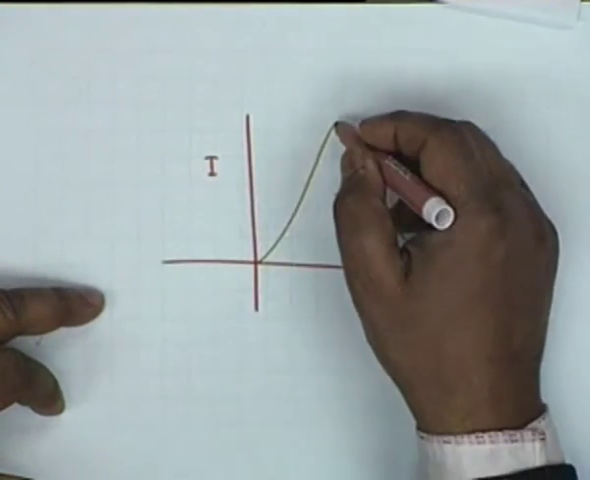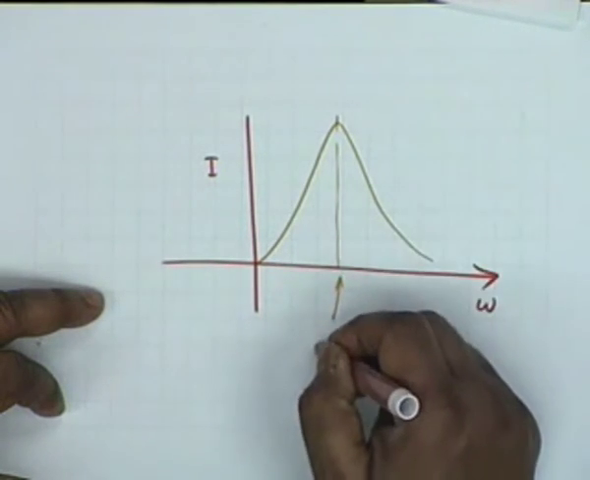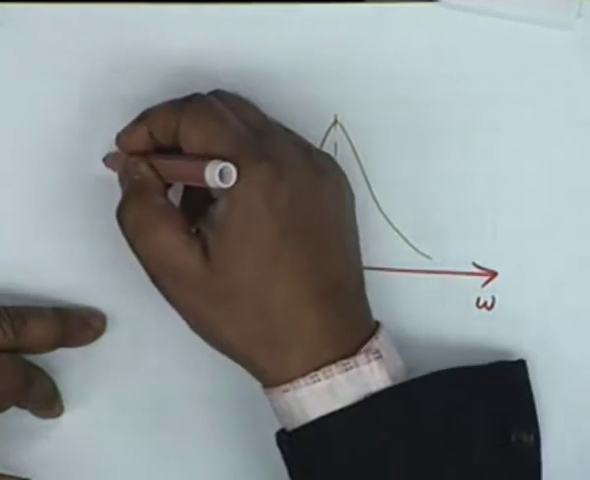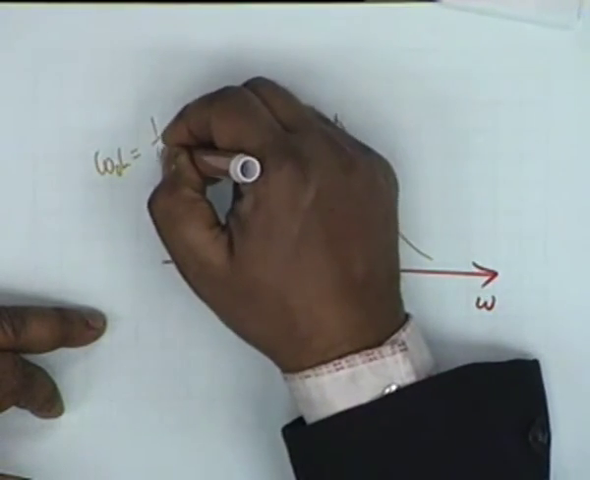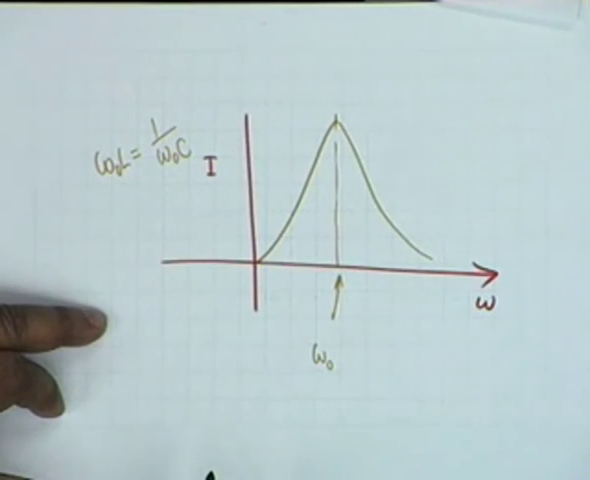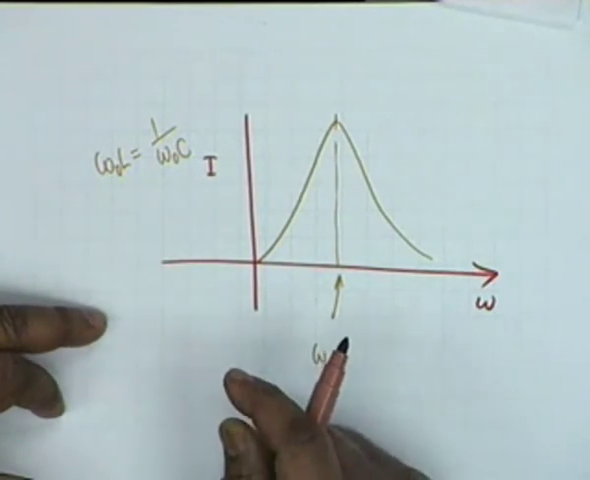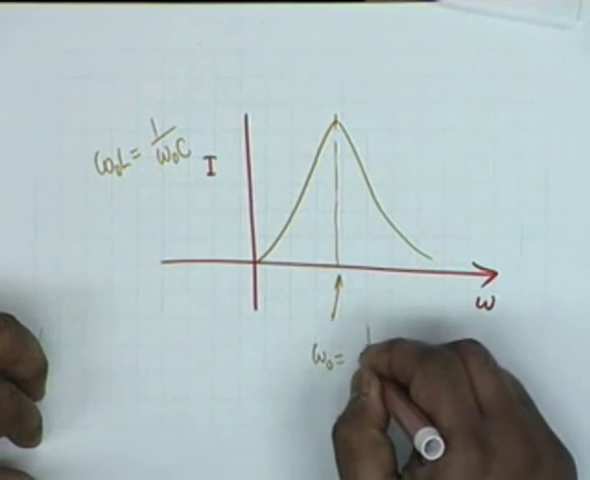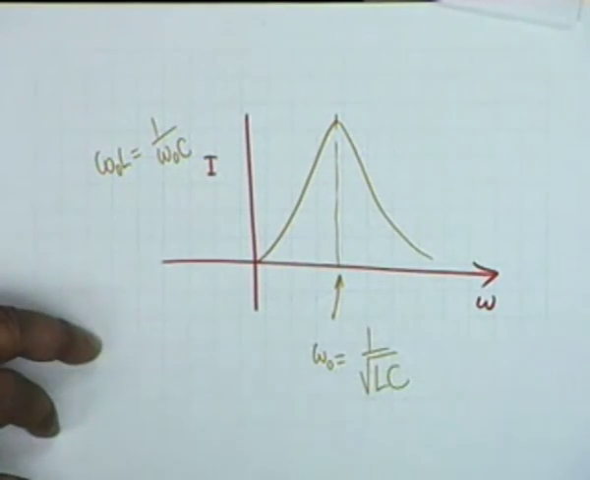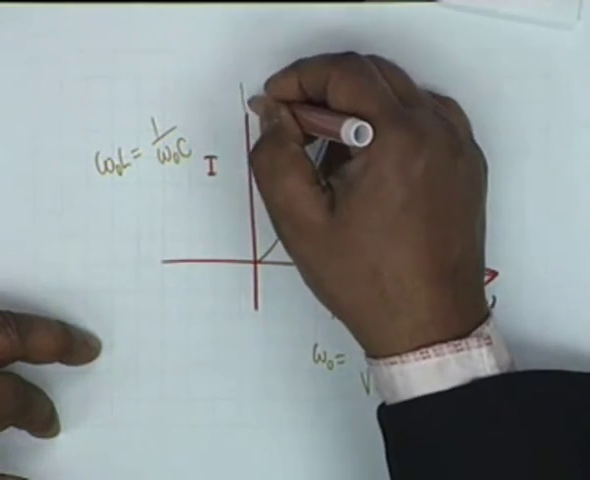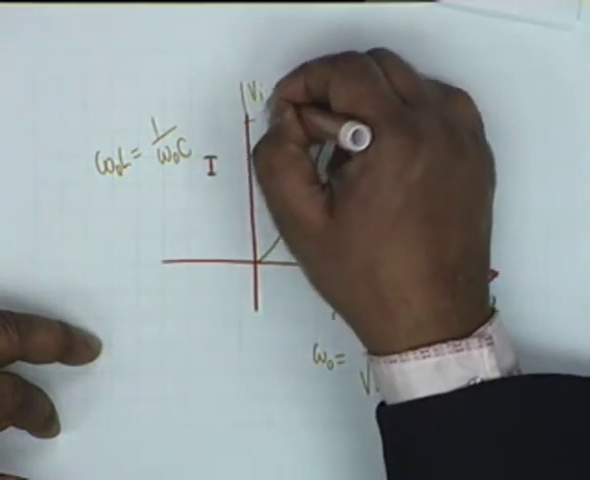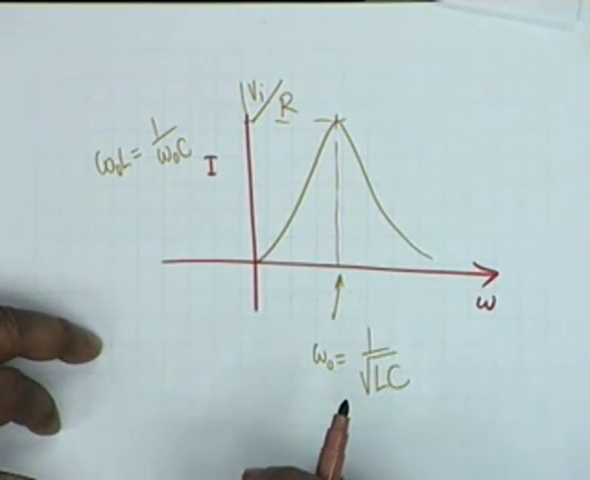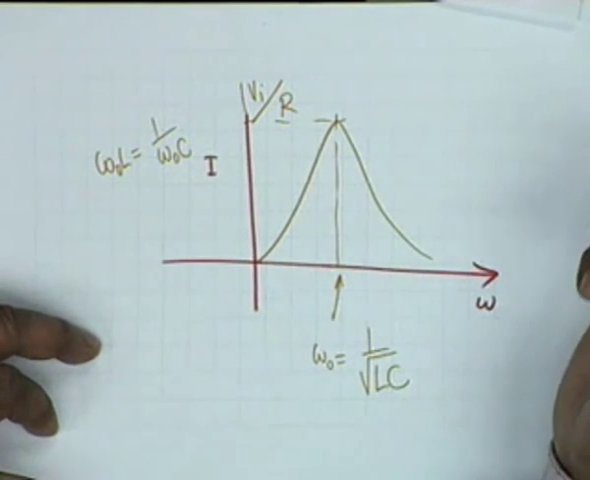The current shows a band pass response, and the frequency at which the current is a maximum is given by omega 0 L should be equal to 1 by omega 0 C, that is, the impedance of the inductor and the impedance of the capacitor, they should cancel each other, and therefore omega 0 should be equal to 1 by square root LC, and the maximum current then shall be given by Vi divided by R. This is the maximum current. All right.